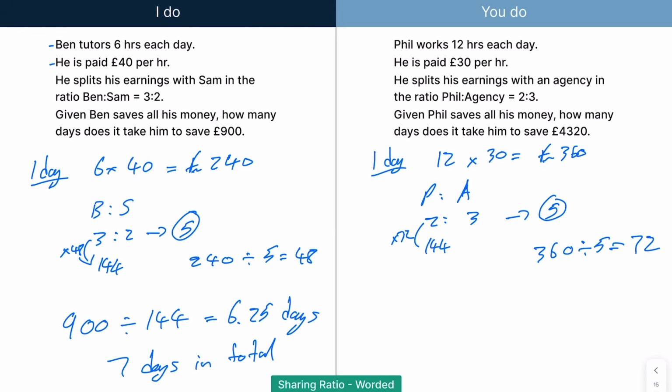So now, how many days does it take him to save £4,320? So that would just be 4,320 divide that by how much he's saving in one day, and we can use a calculator for most of this, and that gives us 30. So the answer is 30 days.